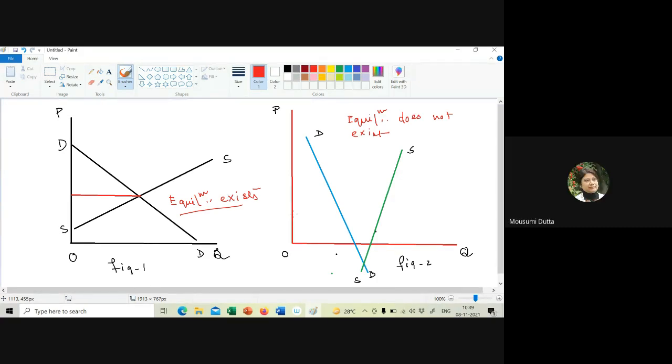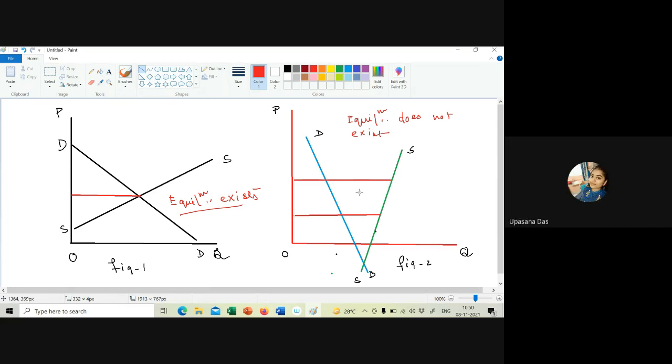Ma'am, then in figure 2, what will happen if there is excess supply or excess demand? If there is excess supply, you know, we are not getting an excess demand position in the positive quadrant, isn't it? We are getting excess supply only. If we consider any price like this or like this, in the entire positive quadrant, supply surpasses the demand, isn't it?